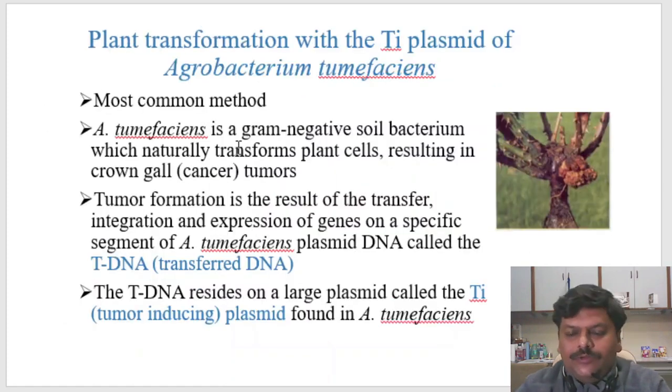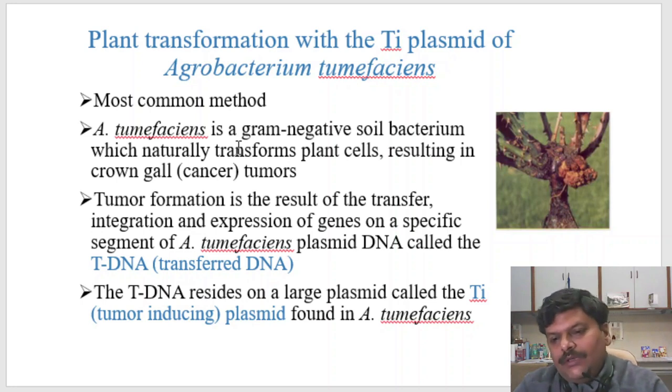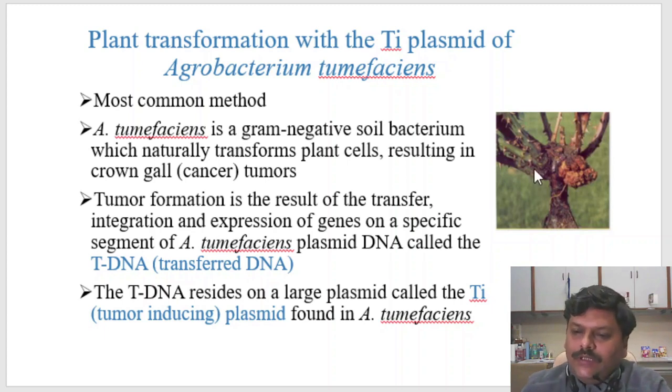So, Agrobacterium tumefaciens, also known as nature's own genetic engineer. It has been known for many years now that Agrobacterium is a soil bacterium, gram-negative soil bacterium. I'm sure you know what we mean by gram-negative and gram-positive staining. And it causes a disease in plants which is called crown gall disease, as you can see here.